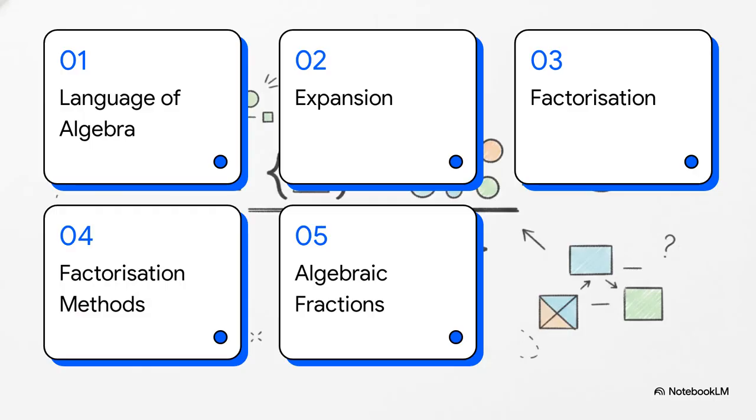Here is our roadmap for today. Number 1, the language of algebra. 2, expansion, multiplying it out. 3, factorization, the reverse process. 4, four methods of factorization. And finally, number 5, operating on algebraic fractions. We'll build up your skills step by step.